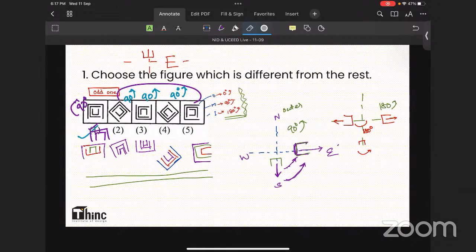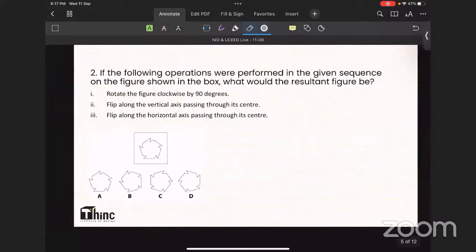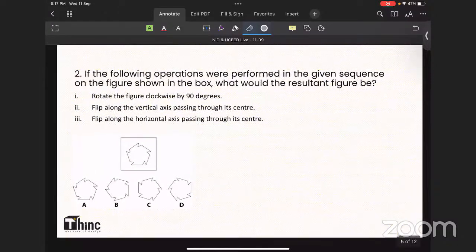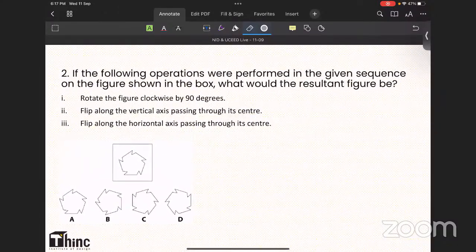So now we can get into an old design question, and now you can solve this. I'm looking for your answers. This is an old UCEED question. Similar things you can expect for NID also.